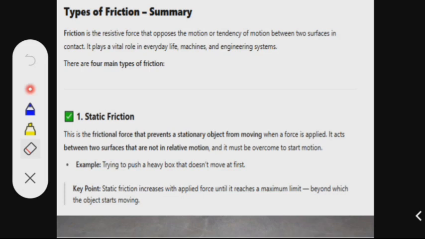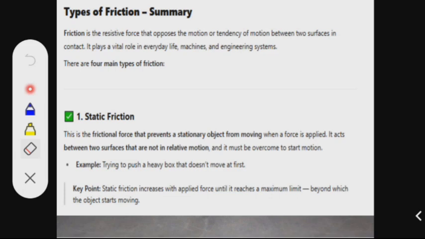This is the frictional force that prevents a stationary object from moving when force is applied. So as the name implies, static, it is the kind of friction that resists an object when it is not yet moving. It tries to prevent an object from starting to move. It is called static friction, and it's related to the first law of Newton, the first Newton's law.